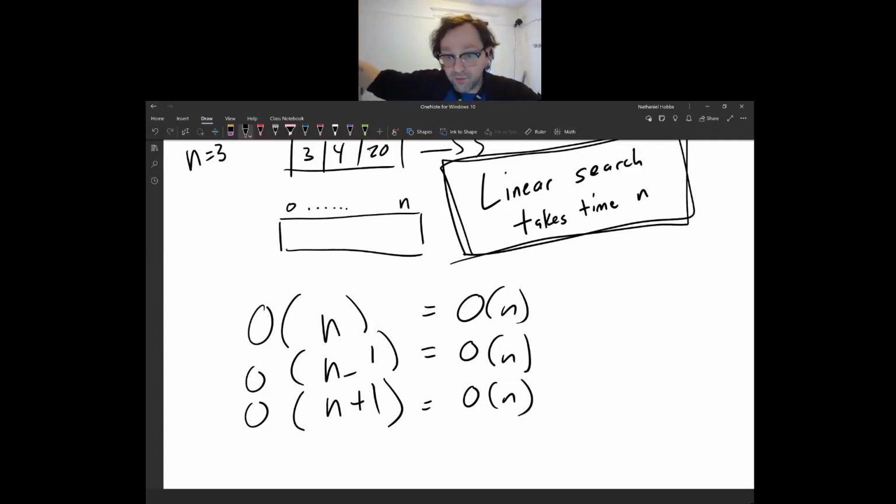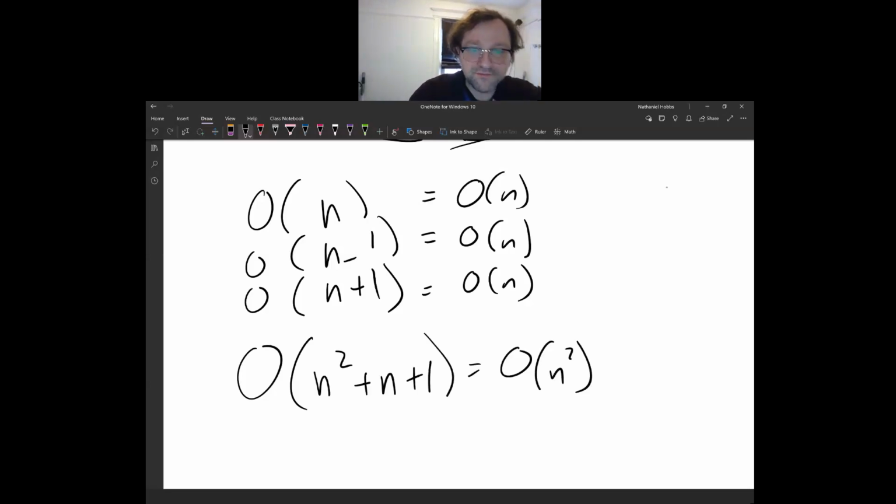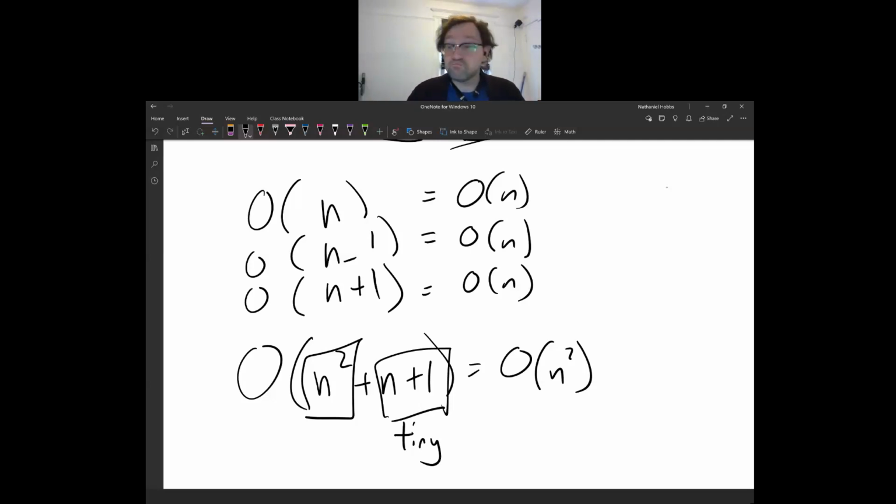In the same way, let's say if you had O of n squared plus n plus 1. Here, you can also just call this O of n squared. Because again, if you imagine n being a really big number, then this is going to dominate this. This is tiny compared to this. This is big, when the number n gets sufficiently large.